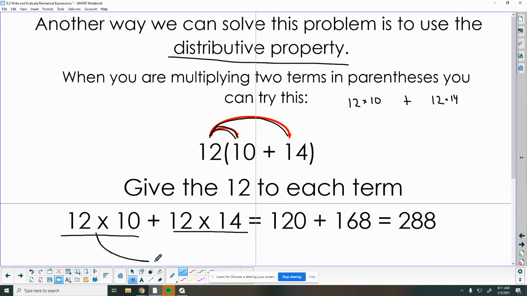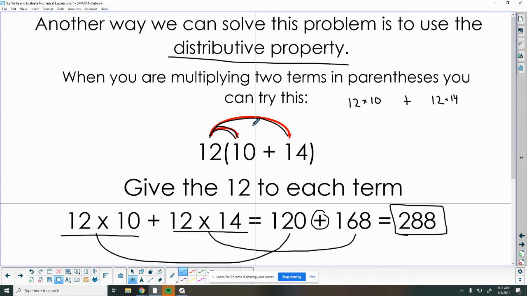So 12 times 10 is 120. 12 times 14 is 168. We're adding those together now is 288. So this should match up with your previous answer. So again, lots of ways to do the same problem. So I like to write it out this way because I think it's shorter than writing it out this way. But this way is sometimes an easier way to do it mentally.